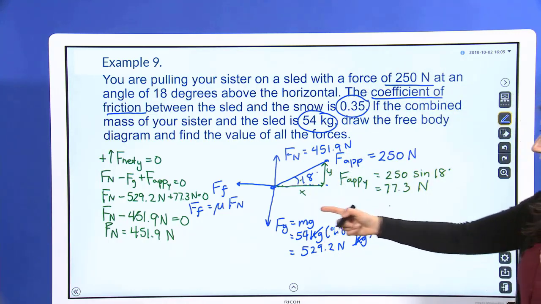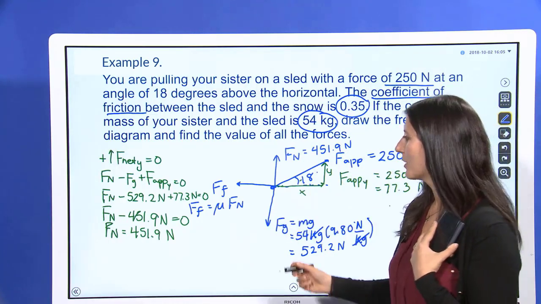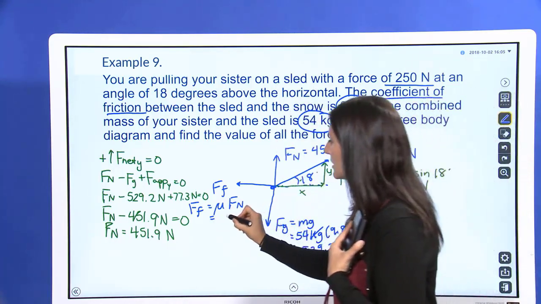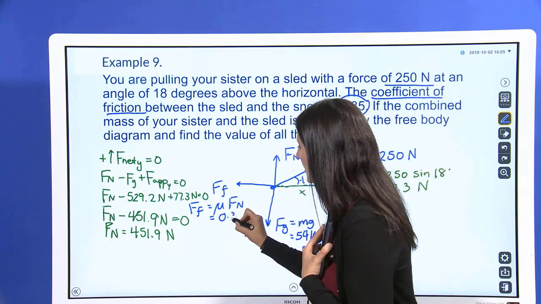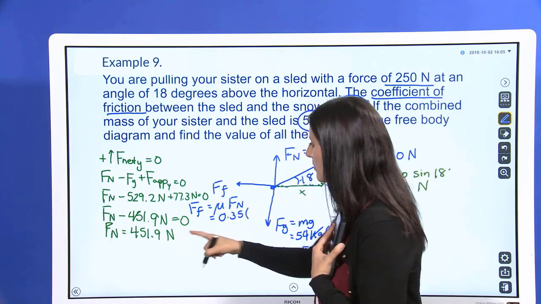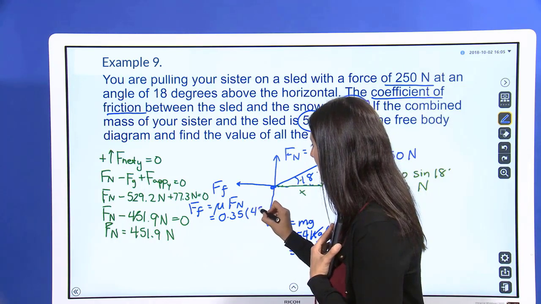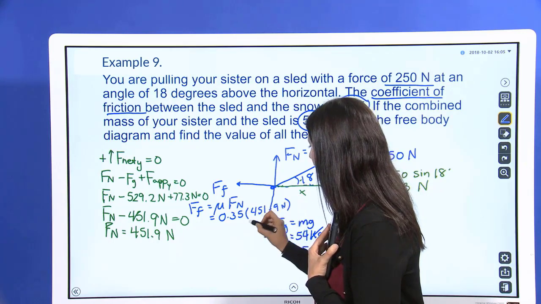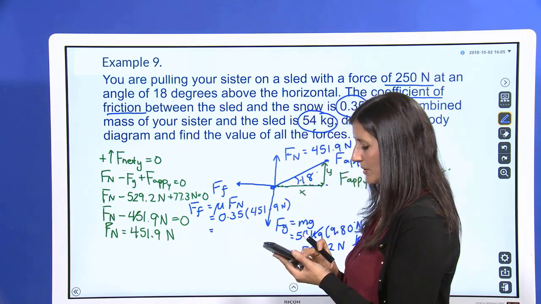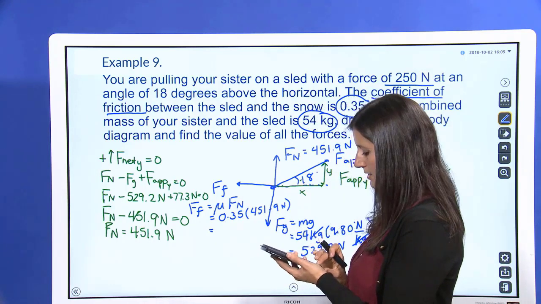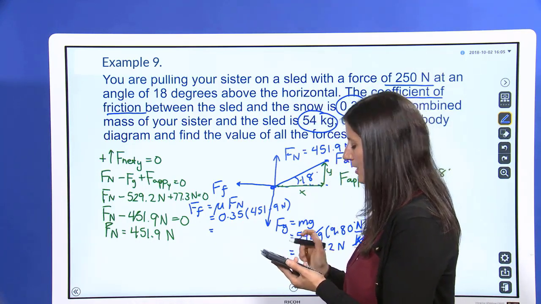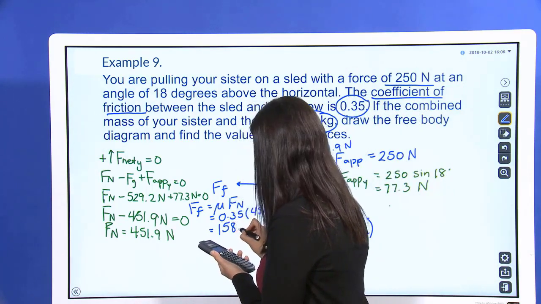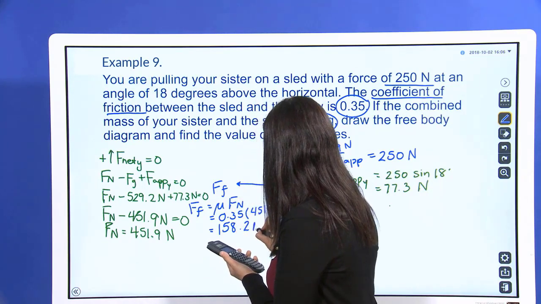Okay, now we need to calculate our force of friction. So our force of friction is the coefficient of friction, which is given to us in the question, 0.35. Coefficient of friction has no units in it. Times the normal force, 451.9 newtons. So I'm going to just multiply 0.35 times 451.9, and I get 158.2 newtons.